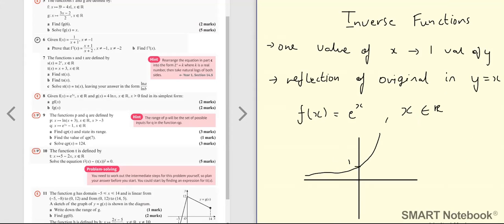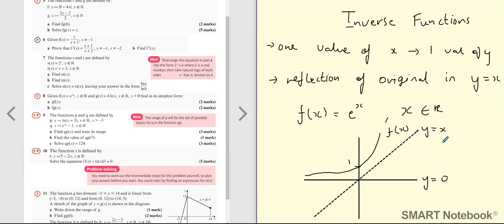Now, if we think about y equals x, it looks something like this. This is y equals x, and this was, let's call it f of x. If I now reflect, actually I need a couple of more things. I need y equals 0 as an asymptote. Okay, so these are all the things that applied for f of x.